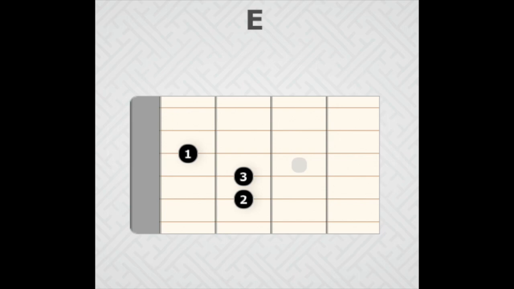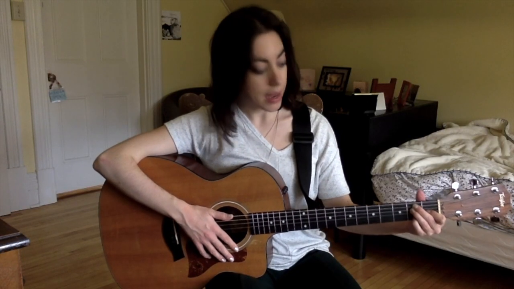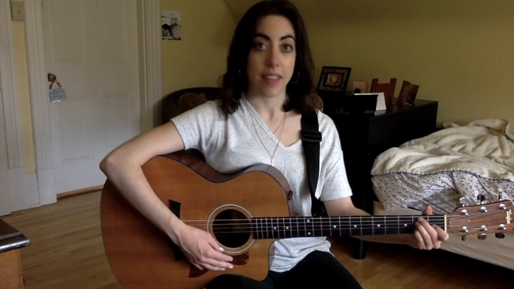So here's E major. Sounds like this, right? You know that? Okay, so E add 6 looks like this. I'm taking my pinky and adding it on the 2nd fret, 2nd string, right? So if I go back and forth between E and E6, then I get that sound. So let's try that. 1, 2, 3, go. Nice.